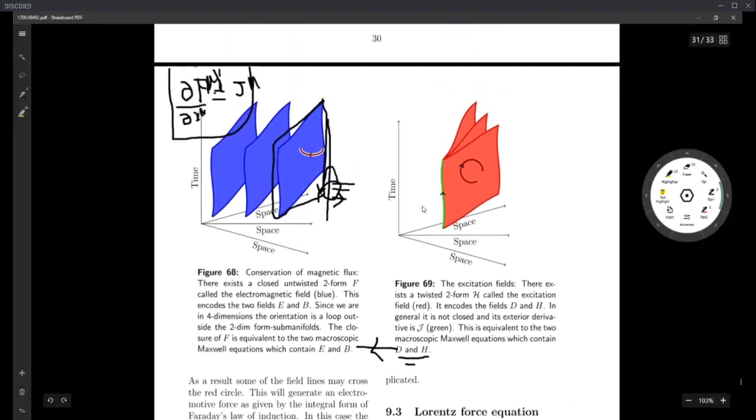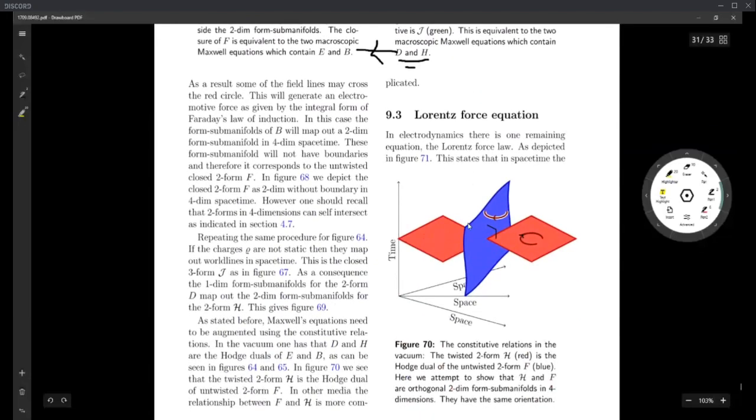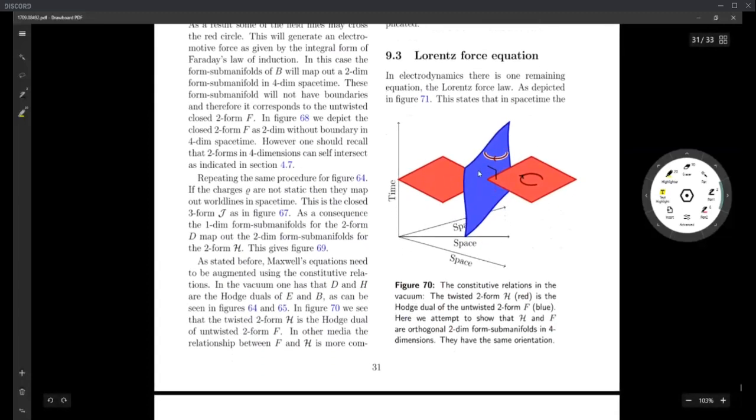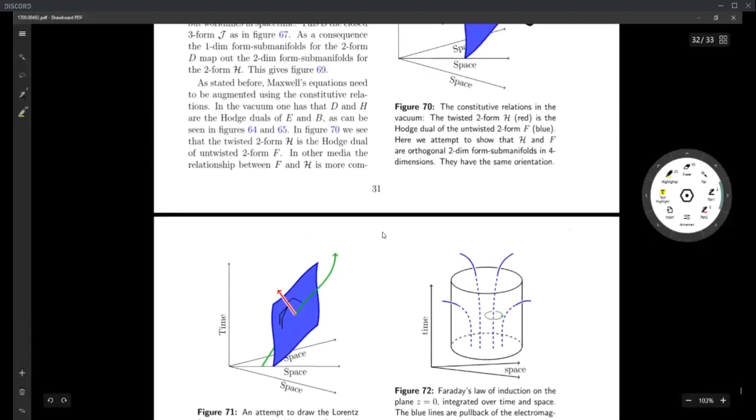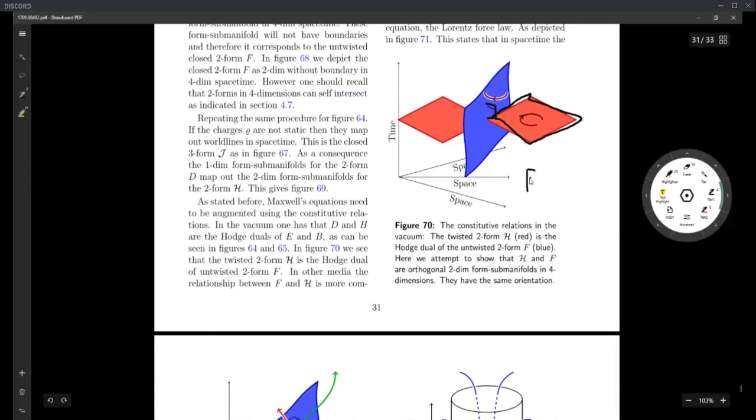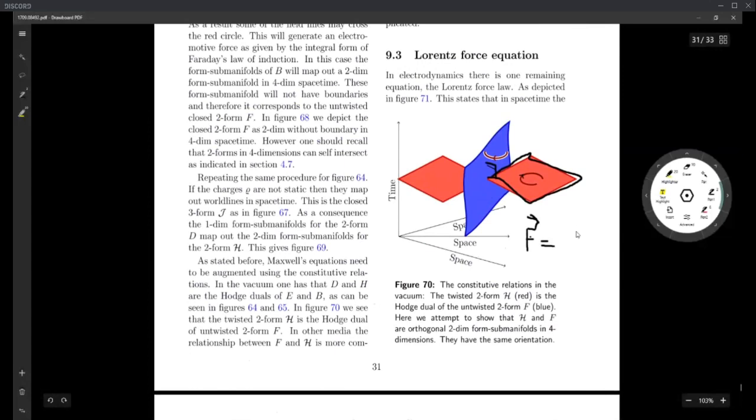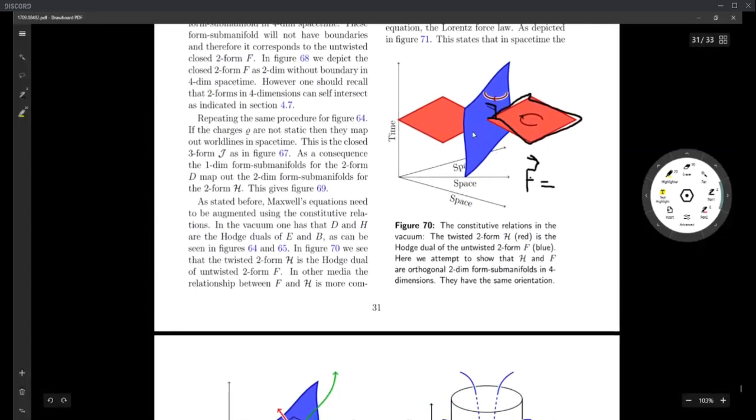Well, we've talked about these two things separately, and you can combine them through the Lorentz force law. The easiest way of saying things is to say that these things are actually perpendicular submanifolds in four dimensions. They have the same orientation, right? And this is just a visual representation of F equals Q(E plus V cross B), right? So that's basically the Lorentz force law. And again, it's quite easy to see the math. You have the cross product for V and B, which means your magnitude increases the more perpendicular these two submanifolds are, and they are in general perpendicular, and depending on the media the velocity of propagation varies.